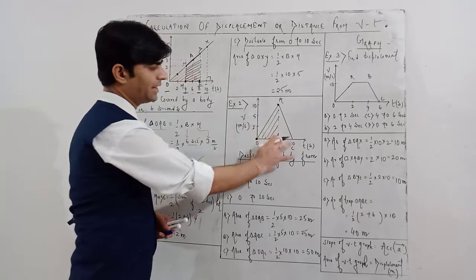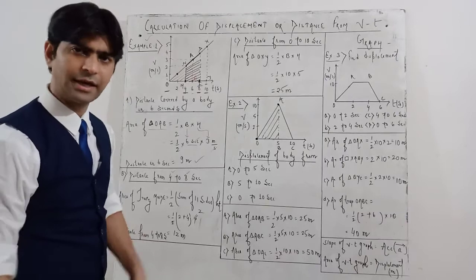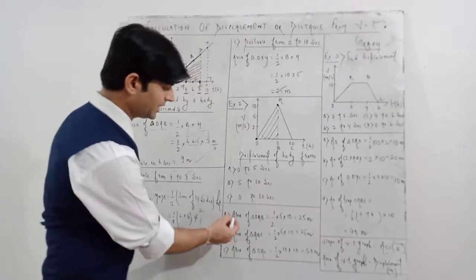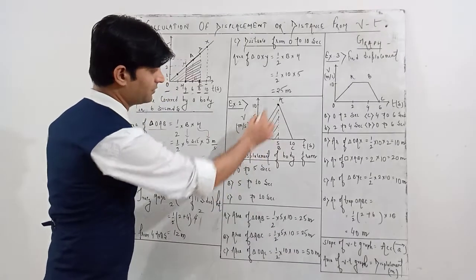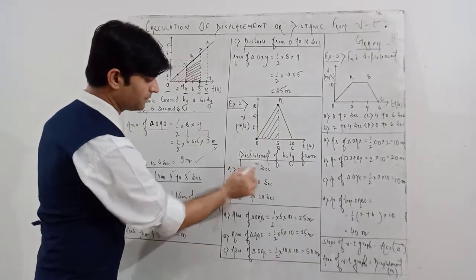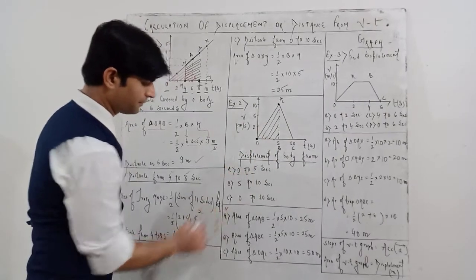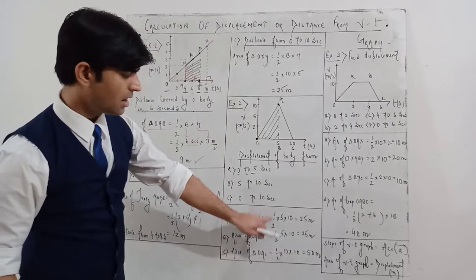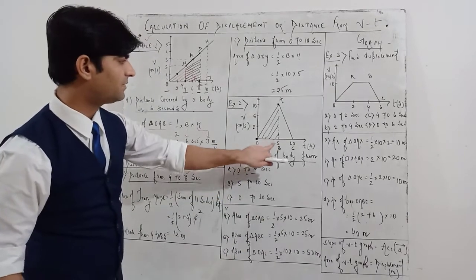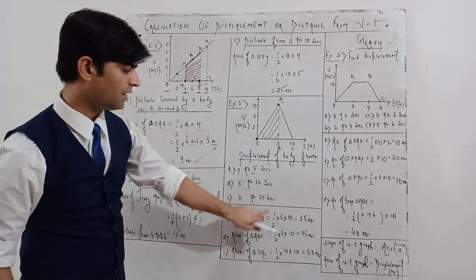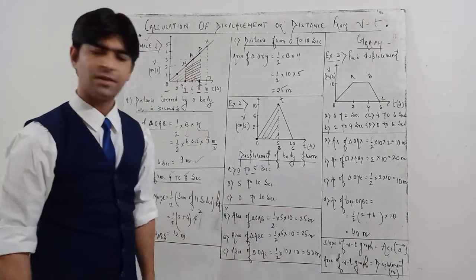If you shade this particular area, again what are you getting? Area under the graph, a triangle. Again half of base into height. So area of triangle OAB for 0 to 5 seconds. This is part A. Area of triangle OAB, half of base is 5 and height is 10. So half of base into height, 25 meters.